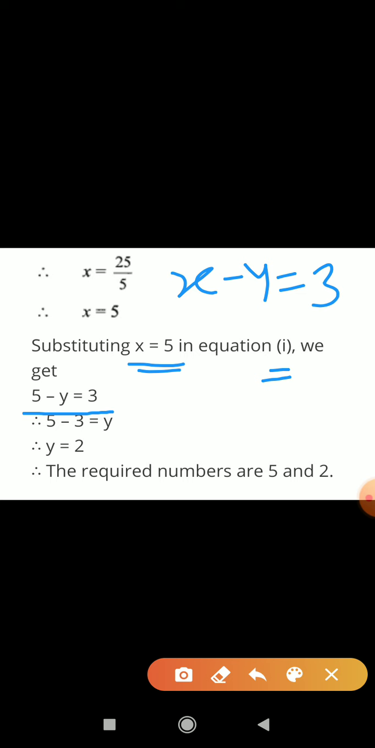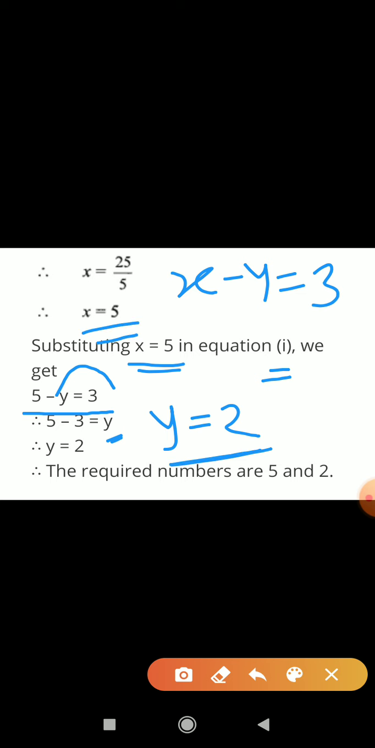So we get 5, and this plus 3 to the left side becomes minus 3, and this minus y to the right side becomes plus y. So 5 minus 3, y equal to 2. So thus we get the values of x and y. y is equal to 2 and x is equal to 5.